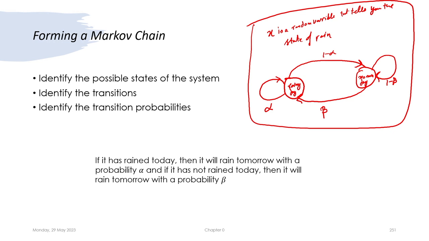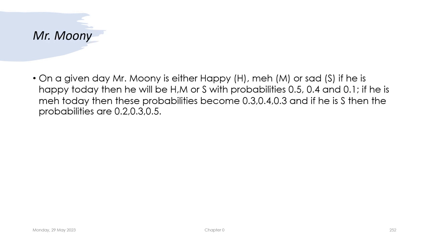So, as an example, we considered a rainy day example, and in this lecture, we will first look at another couple of examples of forming Markov chains, and then we will talk about other properties of Markov chains. So, here is the first example, we call it Mr. Mooney. On a given day, Mr. Mooney is either happy, meh, means so-so, or sad. Because so-so and sad both start with S, I called it meh. And so, therefore, Mr. Mooney's mood can exist in three states.